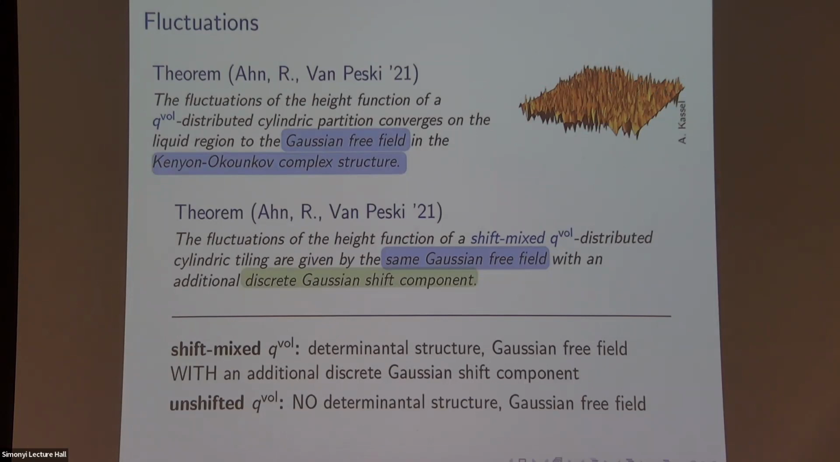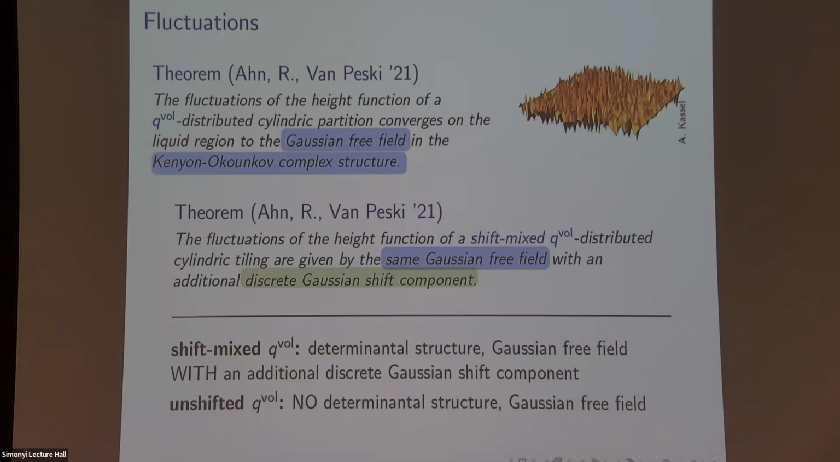And in the case of the shift-mixed q to the volume measure, we showed that the fluctuations converge to the same Gaussian free field, so again the Gaussian free field in the conformal structure predicted by Kenyon and Okounkov, but with an additional discrete Gaussian shift component.